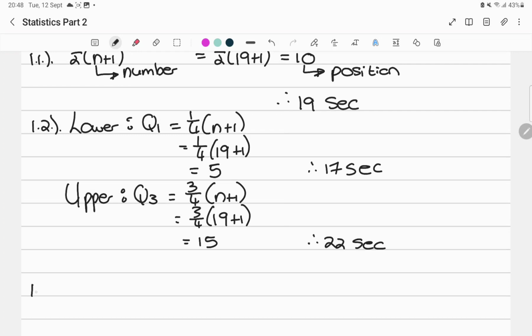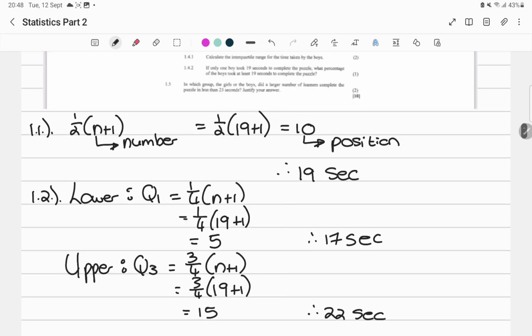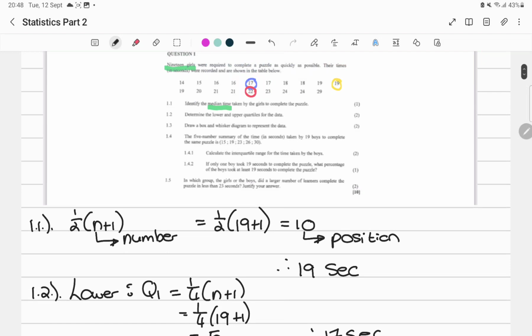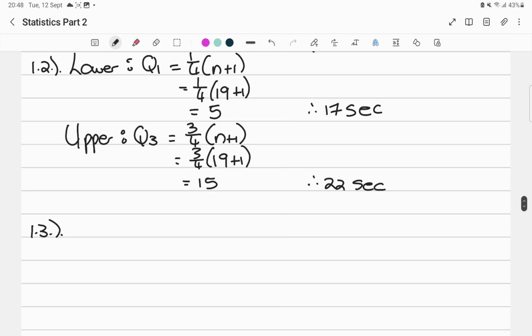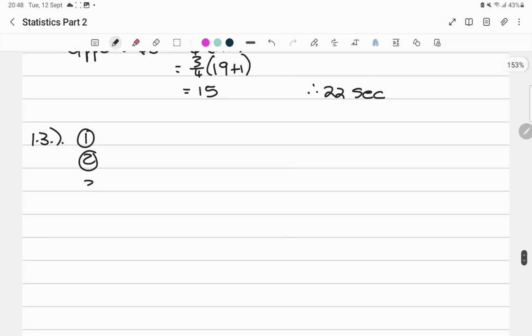Alright, now at question 1.3, and this is an important question, they ask you, draw a box and whisker diagram to represent the data. Now remember, when you have to draw a box and whisker diagram, you first always need to go and do your 5-point summary. So your 5-point summary consists of the following 5 data information you need.